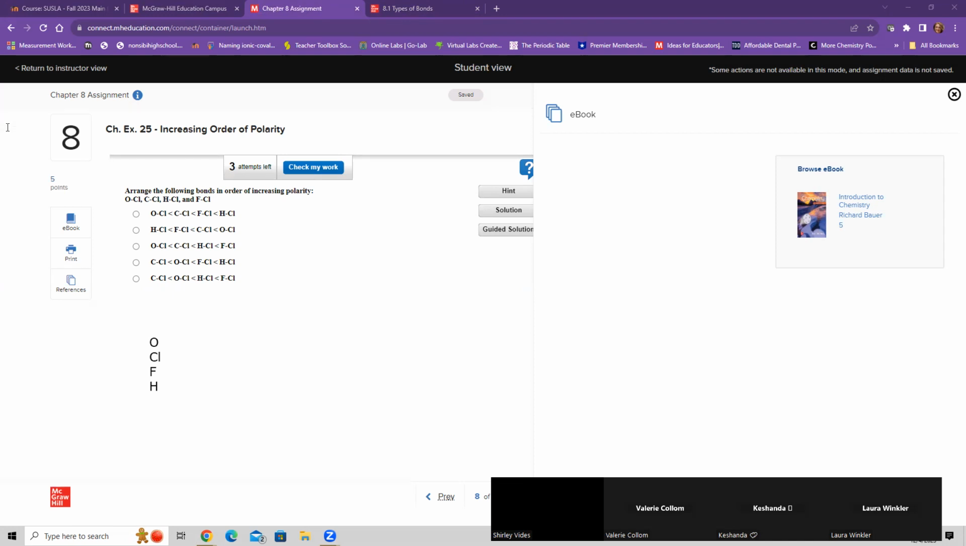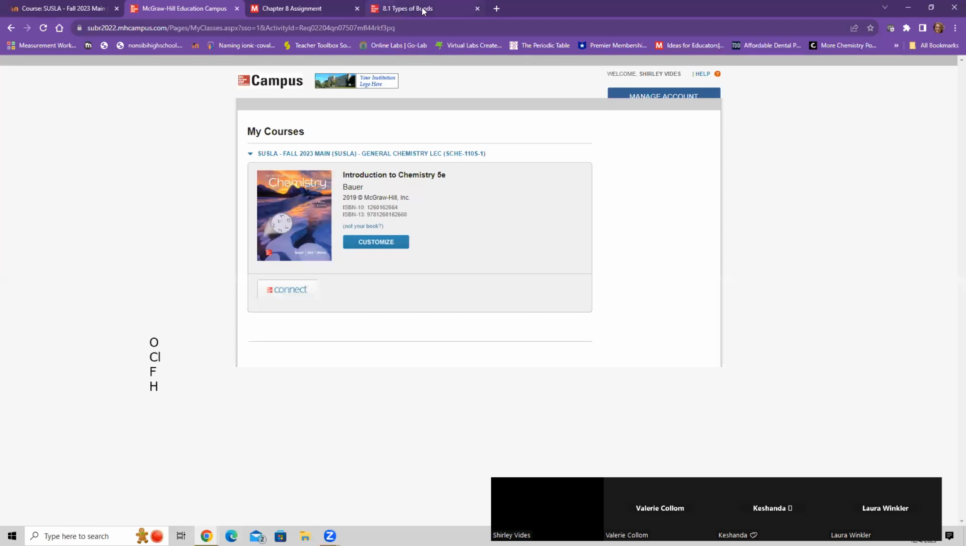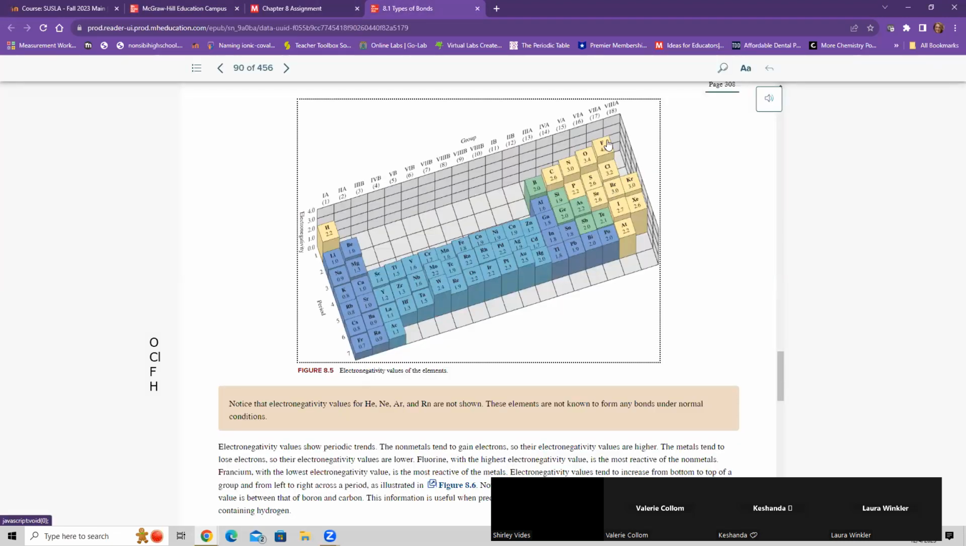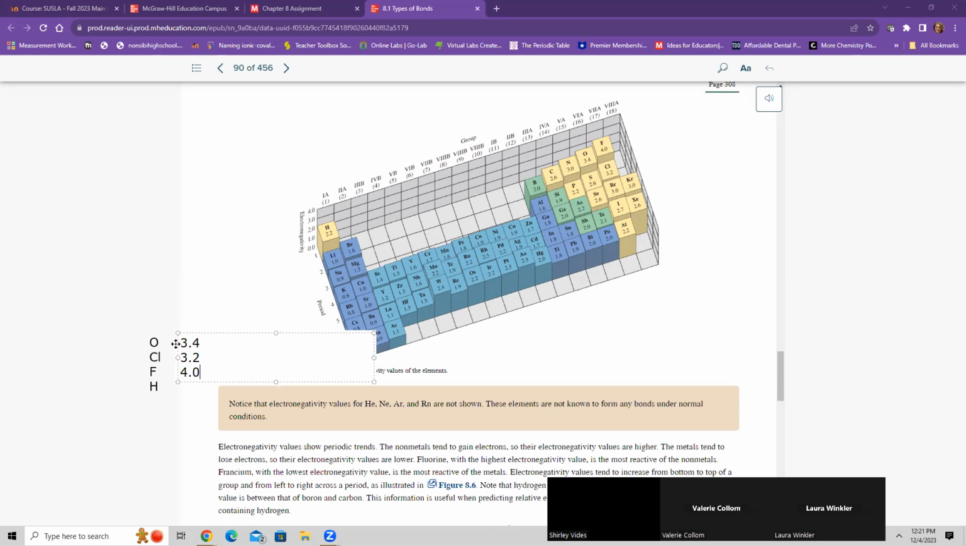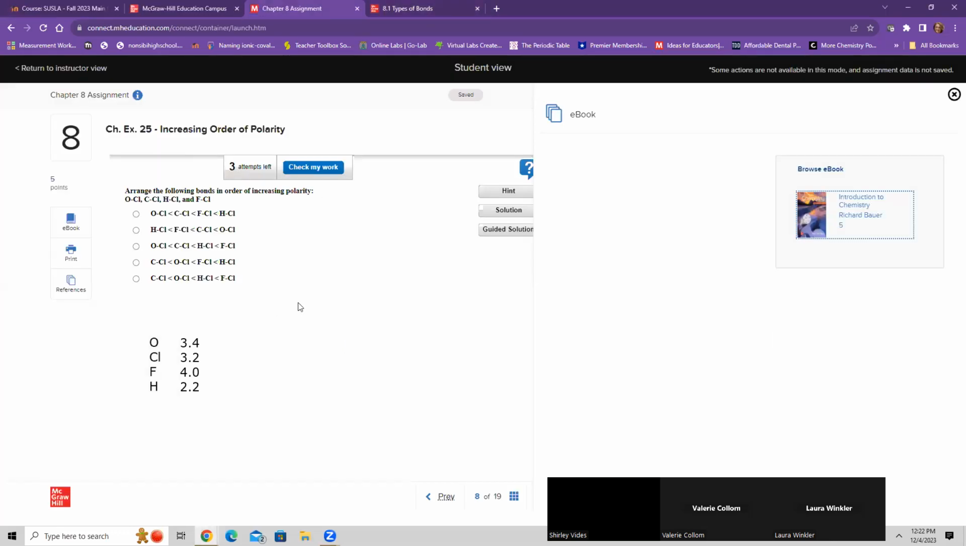Where are you, book? This one. Okay. O is, I'm just going to write them right here, right next to it. Get another text box. Okay. O is 3.4, right? Cl is 3.2. Fluorine is 4. And hydrogen is 2.2. Okay. So now we got the table. Go back to the assignment. And now we can subtract.